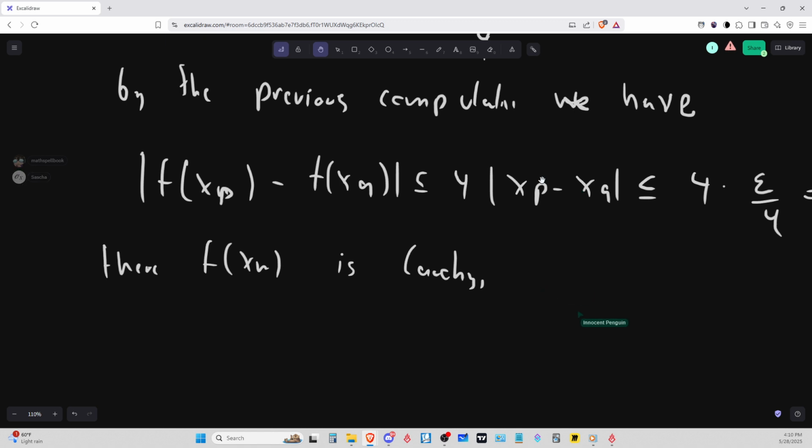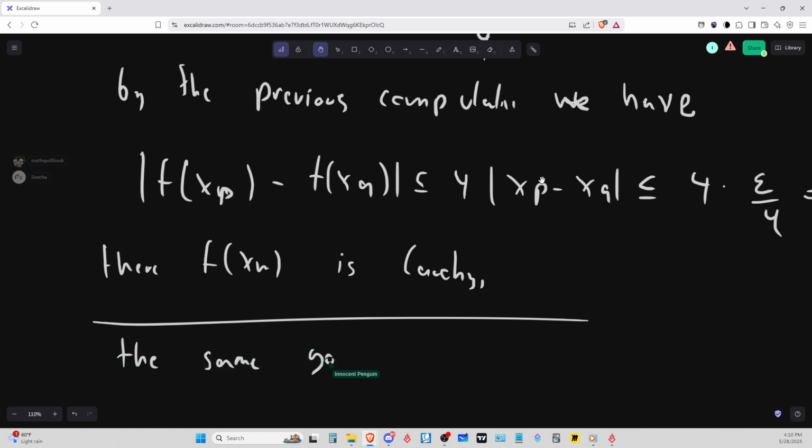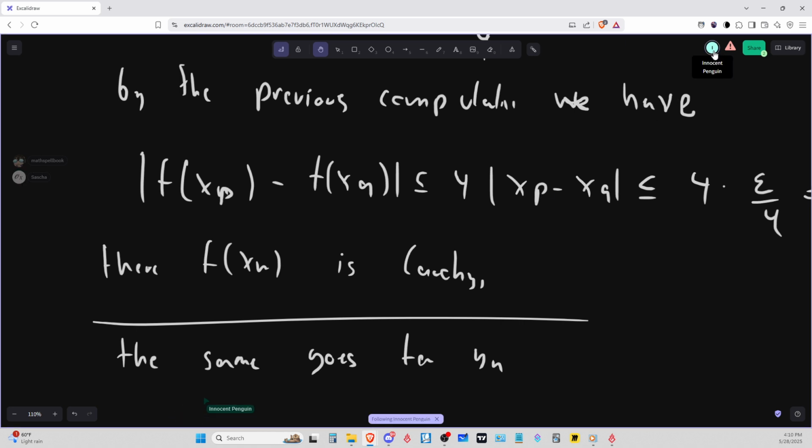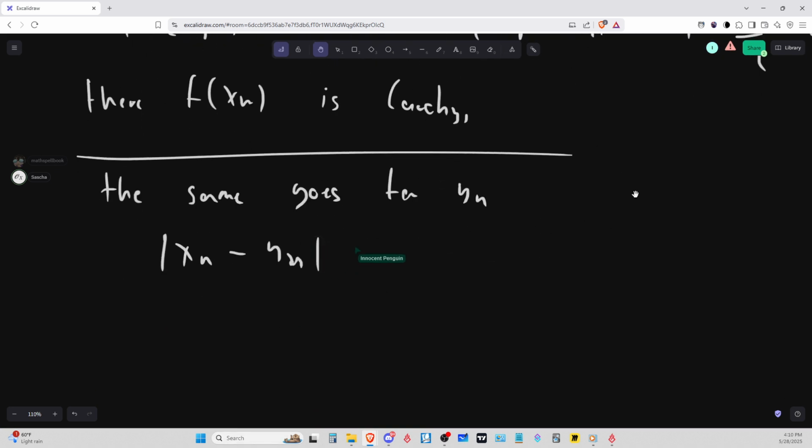Okay, what else can we do now? Maybe just to finish the proof, because we're very close. The same goes for y of n. Now I need one simple thing. I know that x of n and y of n are bounded by 1 over 2n, right? So I will skip a little bit of detail, but this shows that the difference between x of n and y of n is going to 0, because 1 over 2n is going to 0.